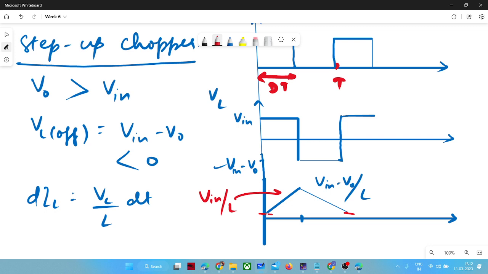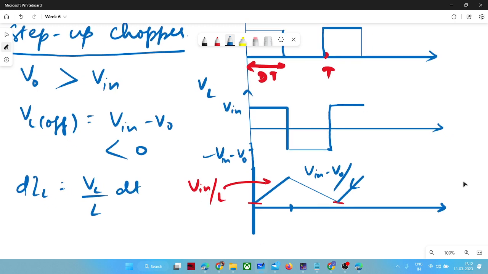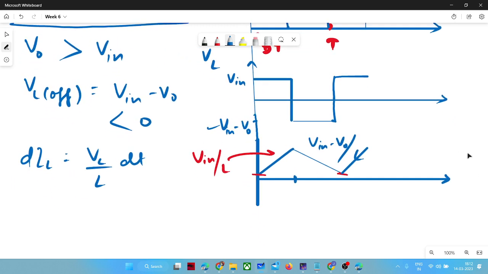But during the steady state, once your circuit has reached the steady state, your initial and final value will be the same. So it will be the same, and again it will rise with V in by L. Okay, so I hope it should be clear till now. If any doubt, please feel free to stop me in between.